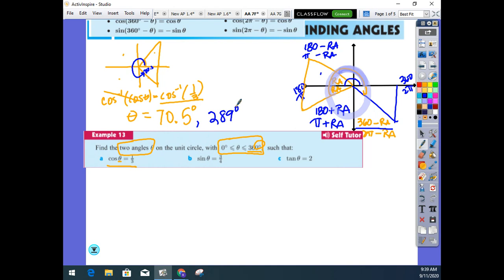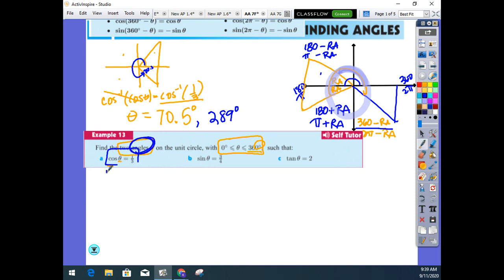Okay? So those are the two angles that give me a cosine of positive 1/3. So what that's telling you, if you take cosine of 70.5, it's going to be 0.333 repeating. If you take cosine of 289 degrees, it's going to be 1/3. Now, you probably need more accuracy, but that's pretty close. All right. So this is always when we're looking for theta, we're looking for the angles.